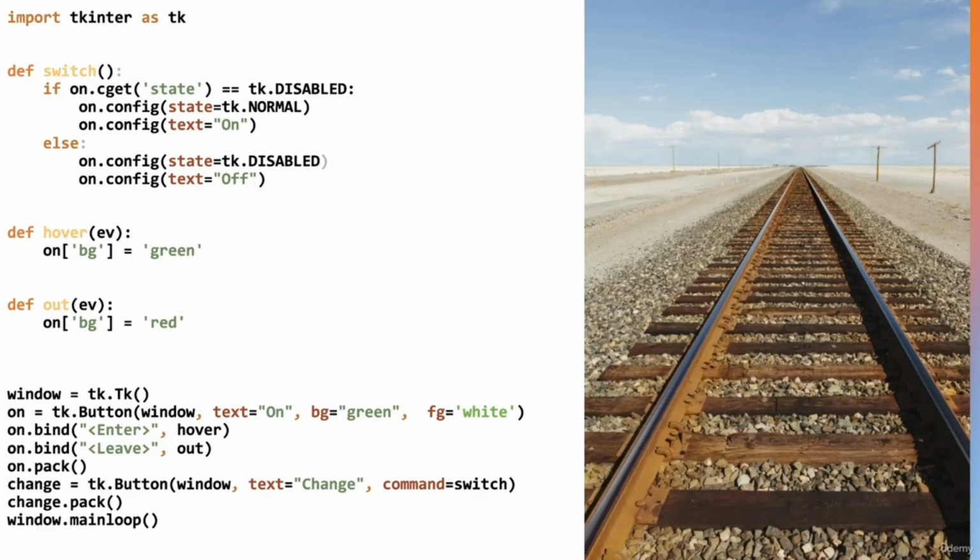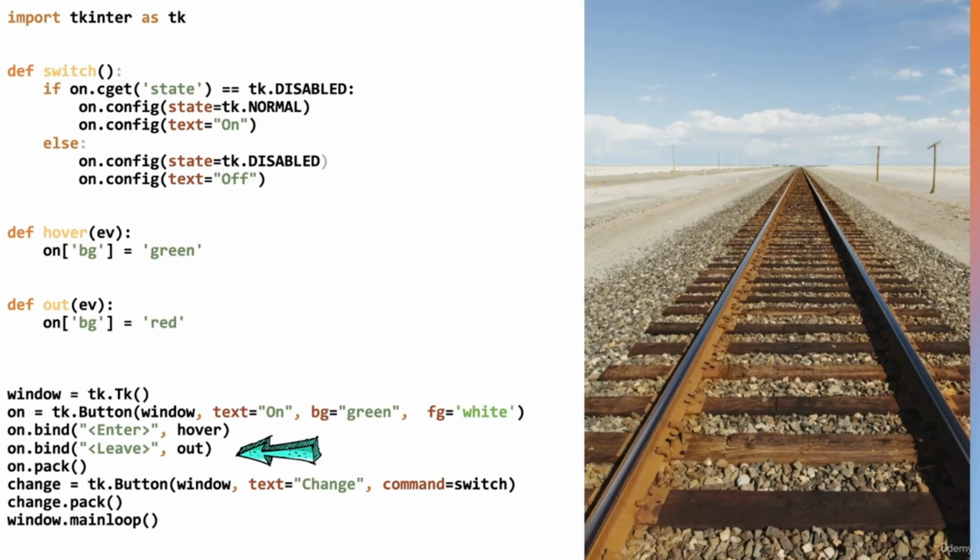First, the window widget will be created, then the first button, and the first button will be titled On and will be of a green color. I will not use a command property to bind a callback to the button, but the bind method instead. First, the enter event, which is when a mouse hovers over a button, will trigger a callback, and another callback will be triggered when a mouse leaves the button area, which is done with the leave event.